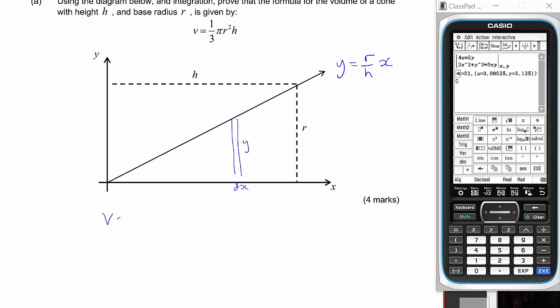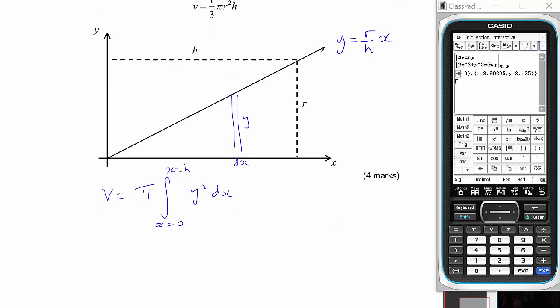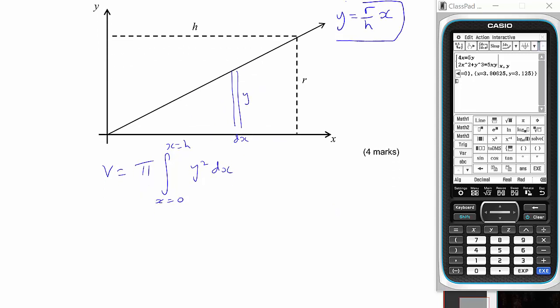So the volume would be pi times the integral from x equals 0 to x equals h of y squared dx. Y is this expression just here. So that's going to be pi times the integral from 0 to h of r squared over h squared x squared dx.